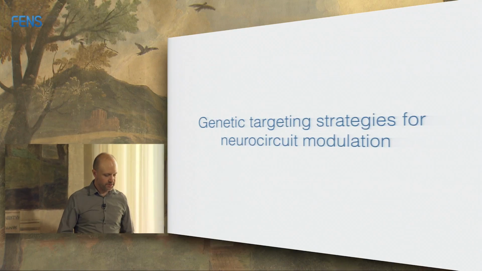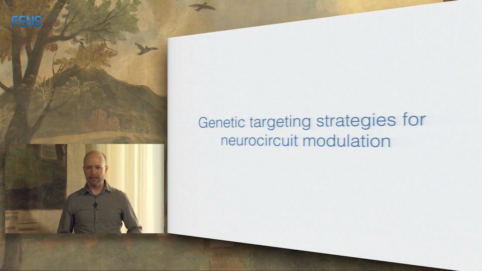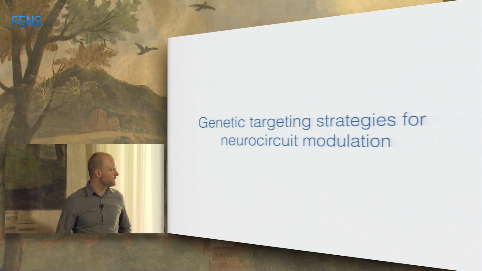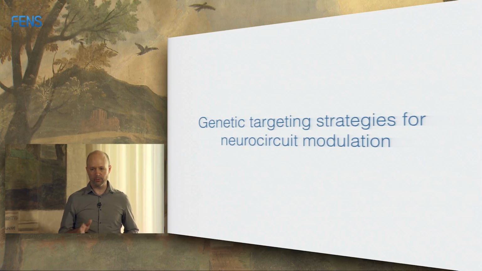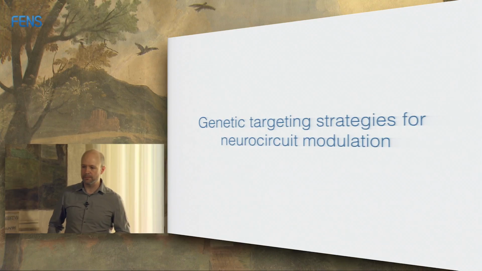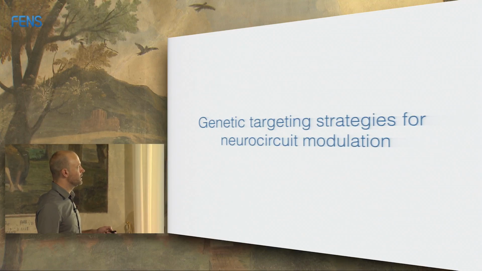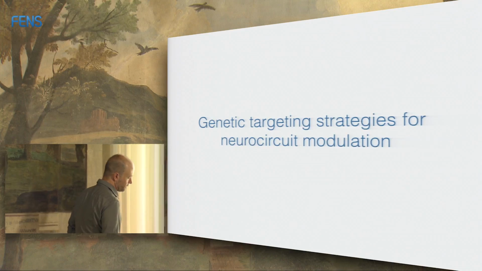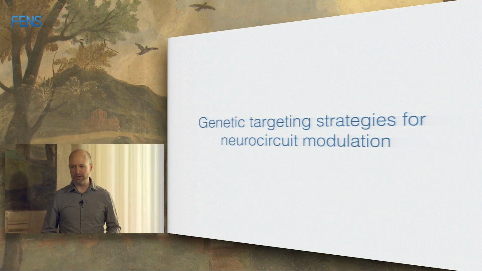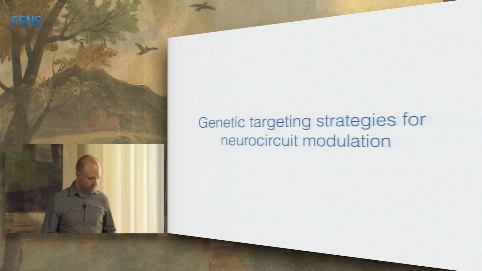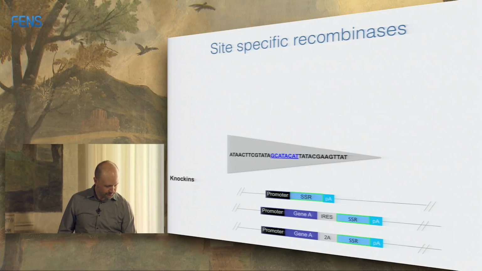And so before we actually talk about that, I want to make sure that we're all on the same page in terms of understanding how these approaches largely work. There's lots of different genetic tricks that will allow you to target different cell types based on a number of factors. We don't have time to go over all of those, but I want to hit upon the high points of how we can use genetic targeting strategies to then be able to manipulate or record the activity from distinct cell populations.